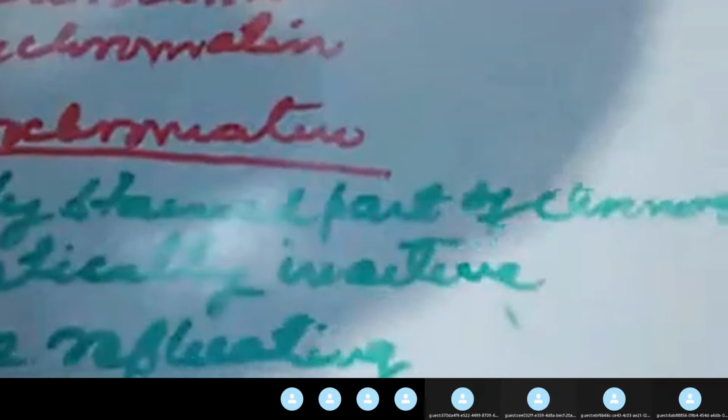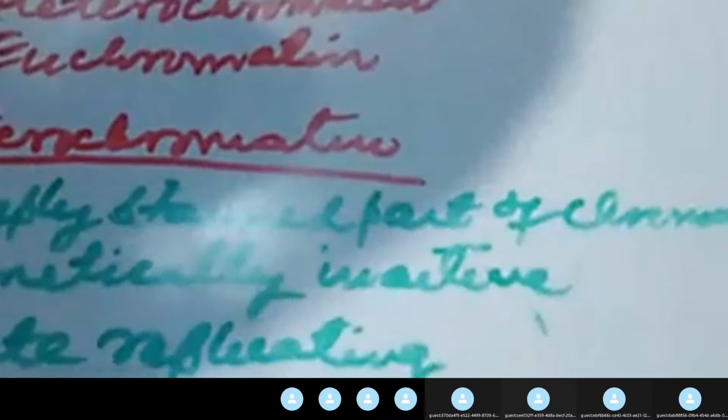This heterochromatic part consists of tightly coiled chromatin fiber. This is not loosely coiled. The heterochromatic part consists of the tightly coiled region of the chromosome, made of tightly coiled chromatin fiber. It remains highly condensed.